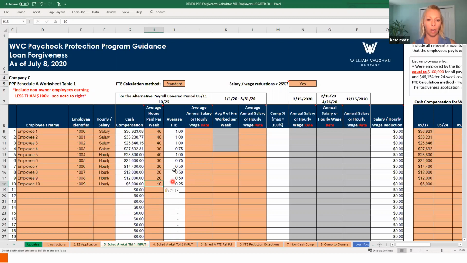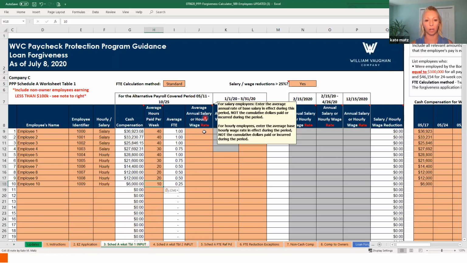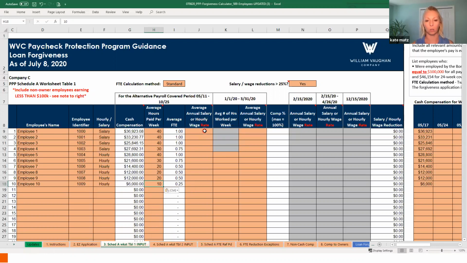So we've got the average FTE that then calculates out in the next column. After that, average annual salary or hourly wage rate. Now this is different than the cash compensation. The cash compensation, again, is actual dollars that were paid or incurred during the period. This average annual salary or hourly wage rate is the average salary that was in effect for that time period, or the average hourly rate that was in effect for that time period.